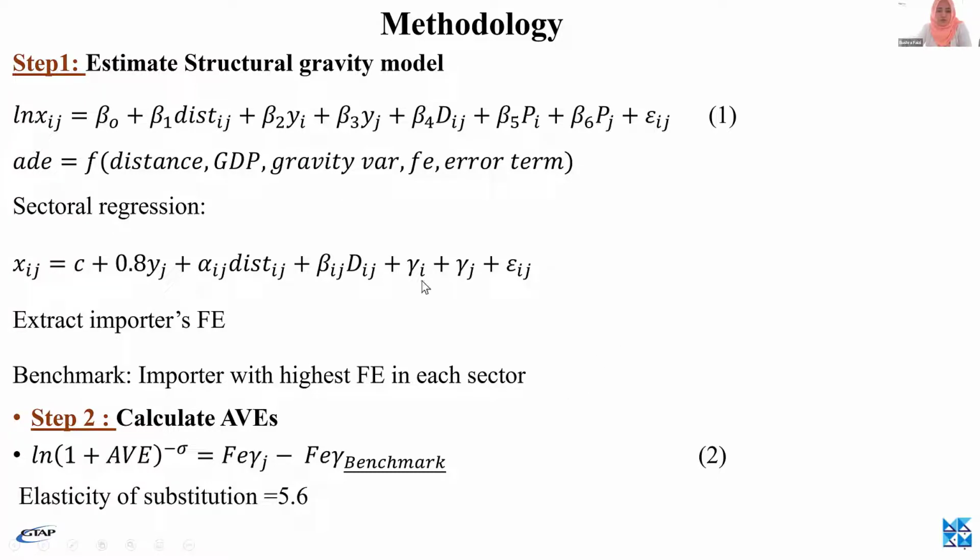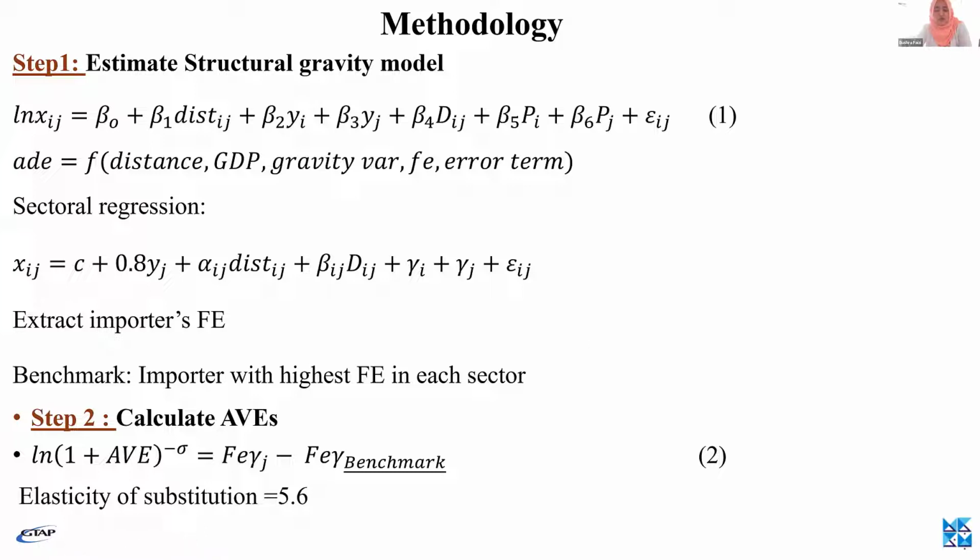So what we are getting out of the gravity estimation is the fixed effects of importer and exporter. And we are interested in using the importer fixed effect for the calculation of AVEs in the next step. So what we do is we see the importer fixed effects and we extract all the data where we choose the benchmark countries, which is a hypothetical situation of free trade. As such, the regulations are not directly observed. That's why it's called the indirect method.